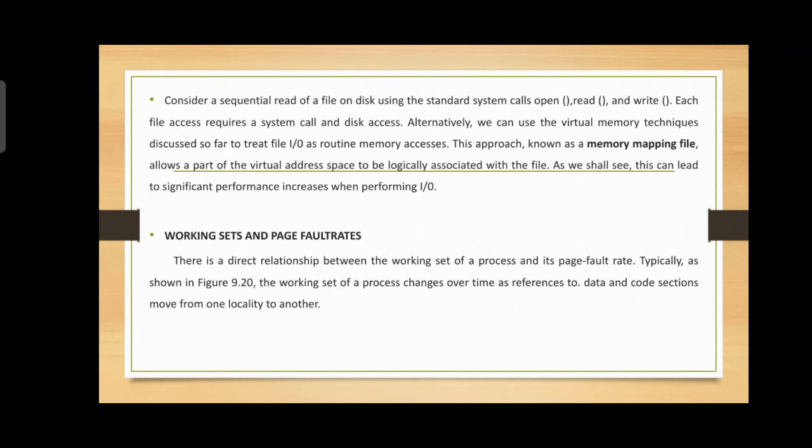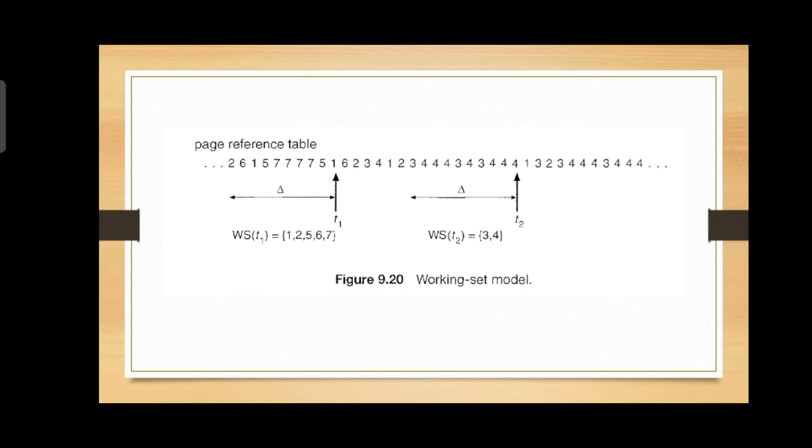Working sets and page fault rates. There is a direct relationship between the working set of a process and its page fault rate. Typically, as shown in figure 9.20, the working set of a process changes over time as references to data and code sections move from one locality to another. Assuming there is sufficient memory to store the working set of a process, the page fault rate of the process will transition between peaks and valleys over time.